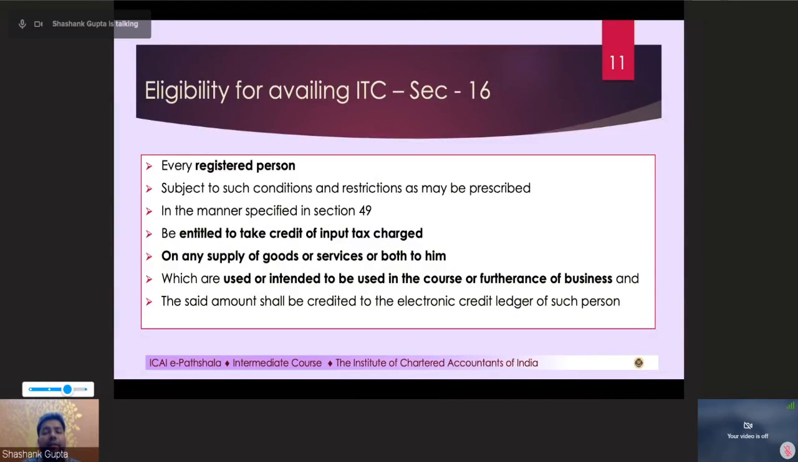Input tax credit, my dear friend, is the soul of GST. आत्मा है GST. अगर ये इनपुट टैक्स क्रेडिट का इशू नहीं होता, आप आज भी सेंट्रल एक्साइज, वैट, सर्विस टैक्स पढ़ रहे होते जो हमने पढ़ा था अपने टाइम. In fact, all of you are very lucky that you are not required to study n number of different taxes.